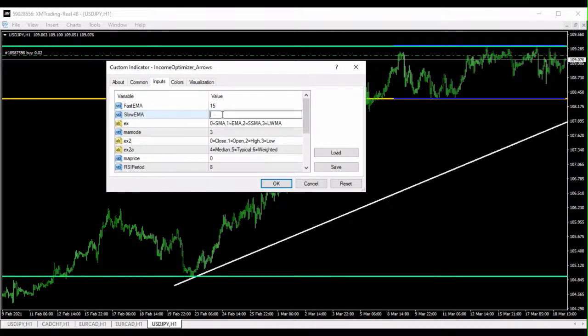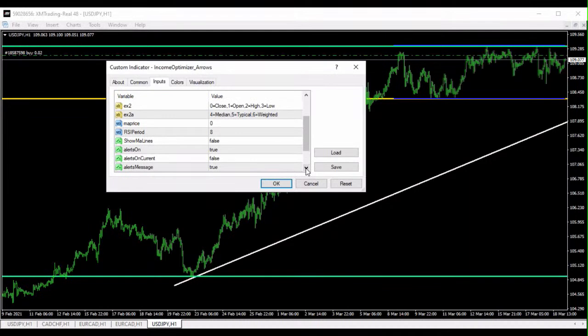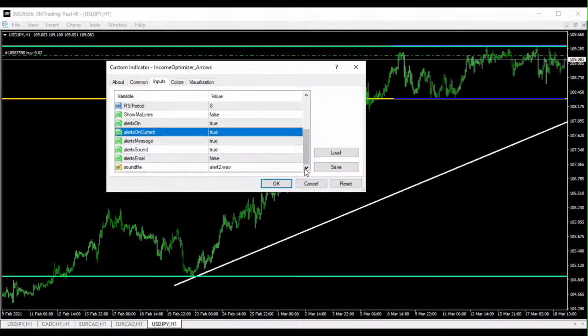I said, okay, 15 crossing, because we have the 200 support resistance as our zone where we want to enter this trade. Let me say 200. I want to try that first. And we're going to allow every alert and everything, we're going to turn it on, because this will be alerting us on our phone.